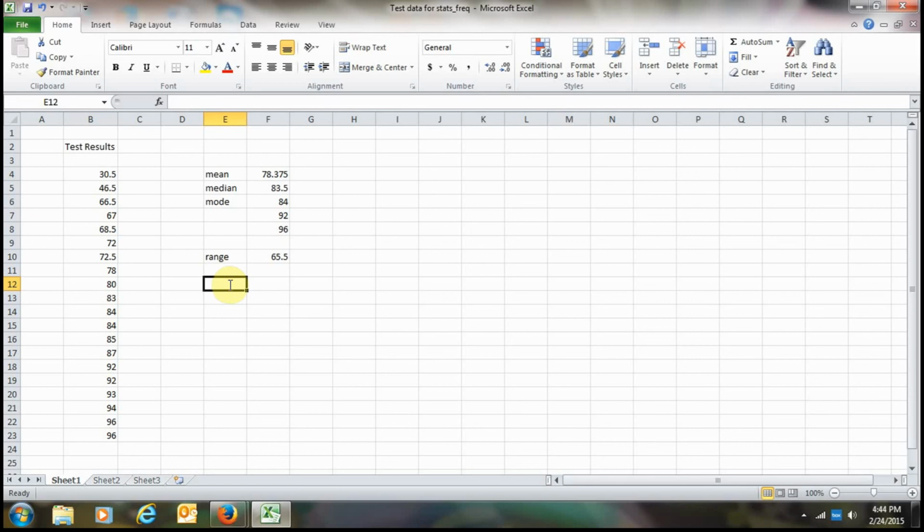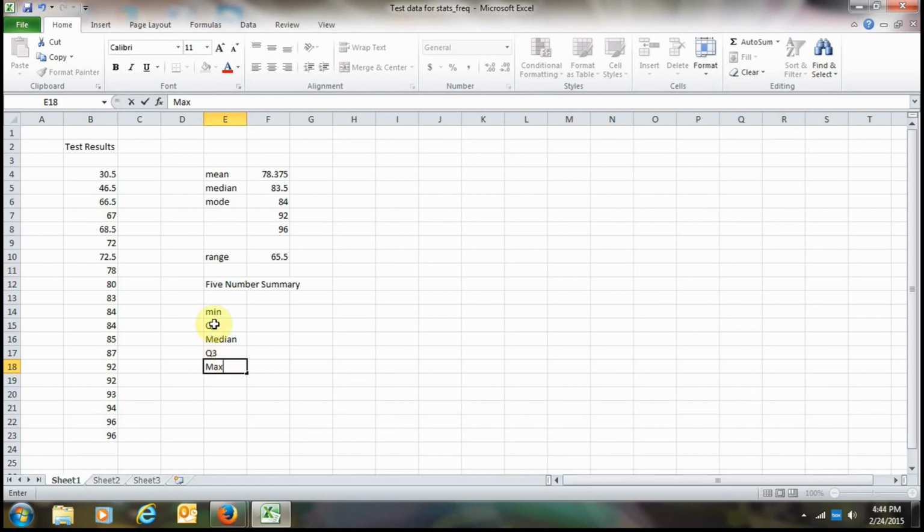Another thing that we like to calculate or like to find out is the 5-number summary. And that consists of 5 numbers. We're interested in the minimum value, the first quartile, which we call Q1, the median, which we've already found, the upper quartile, which we call Q3, and the max.